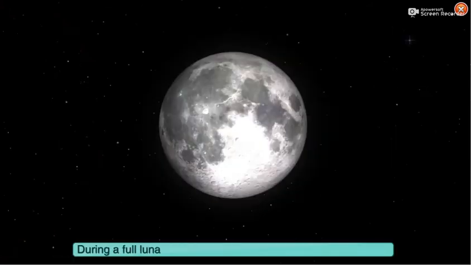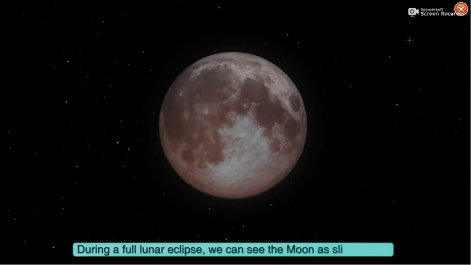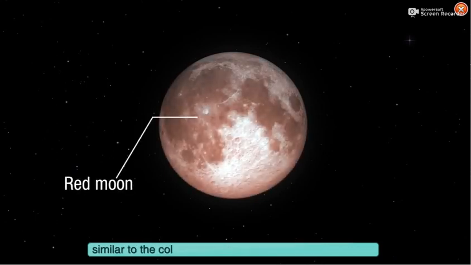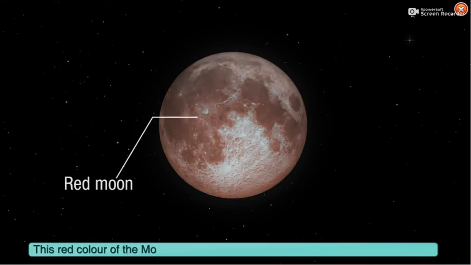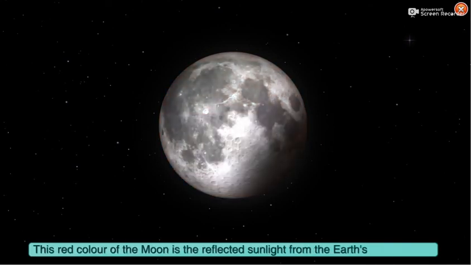During a full lunar eclipse, we can see the Moon as slightly red, similar to the color of the sky during sunrise and sunset. This red color of the Moon is the reflected sunlight from the Earth's atmosphere.